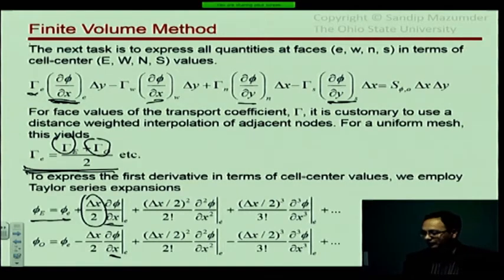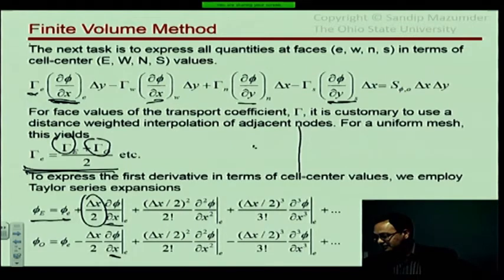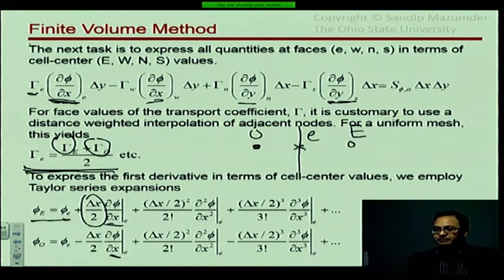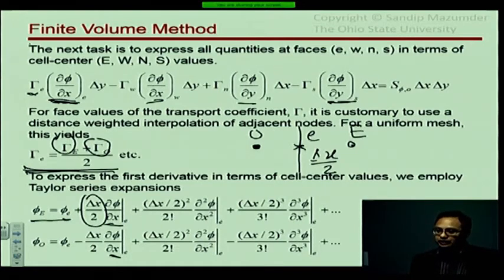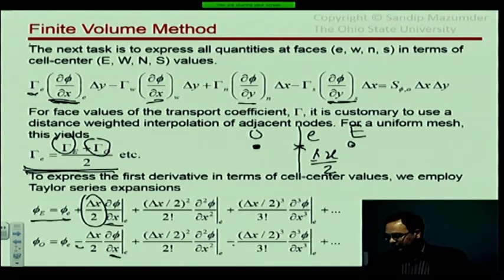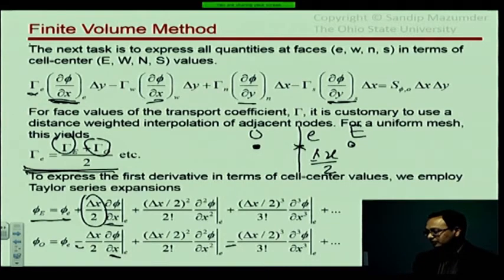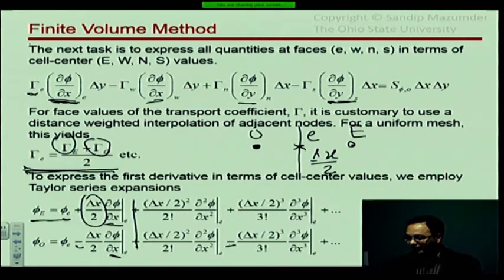Here's your node naught, node east, and this is your eastern face. So we are expanding this about that, which is delta x over 2 away, and then same thing here, this about that, which is negative delta x over 2 away. So the negative expansions obviously have negative signs in the odd terms as before. Now we want to derive an expression for the first derivative. So we subtract the two equations, because if we add them, that will cancel out the first derivative.